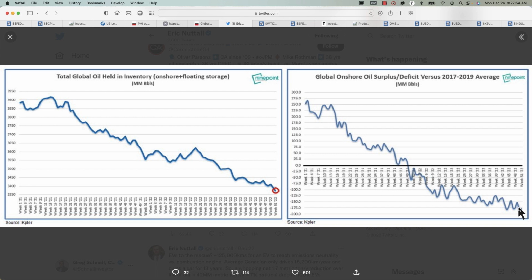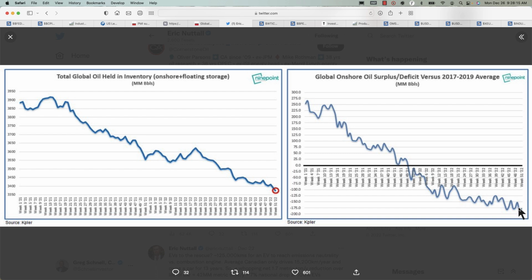And again, this inventory isn't a problem until it is, like we saw in Europe for natural gas. All of a sudden, natural gas went through the roof. The windmills stopped spinning for a few days, and the power prices literally went ballistic.